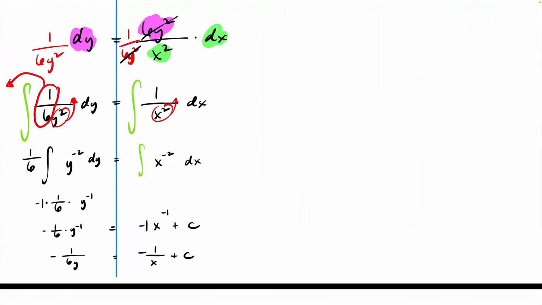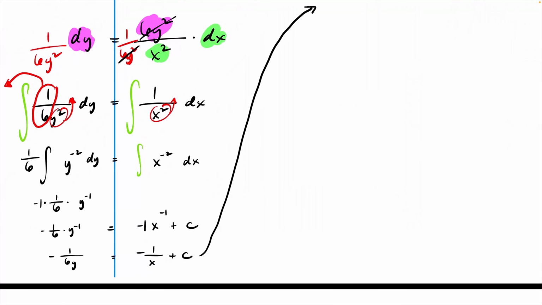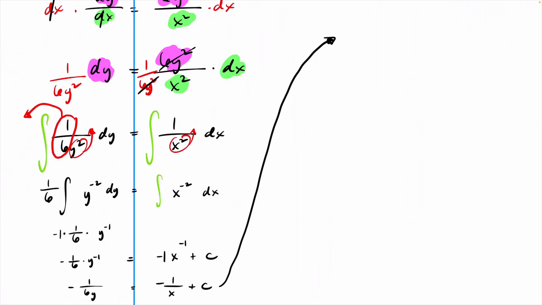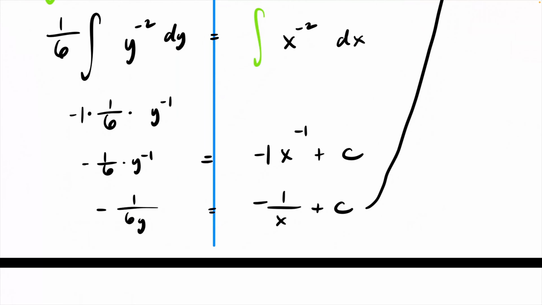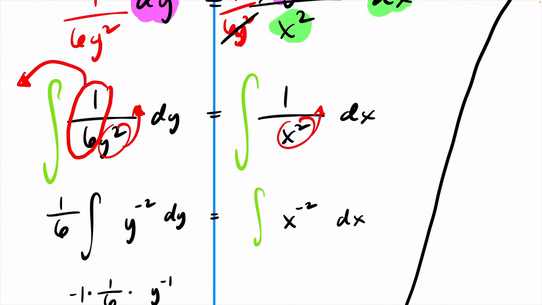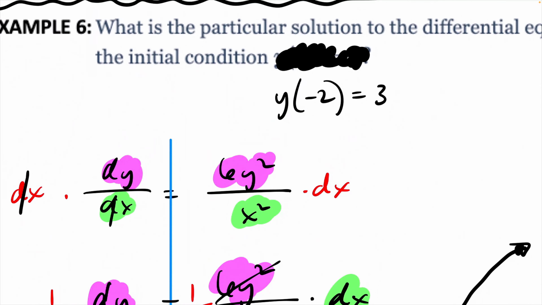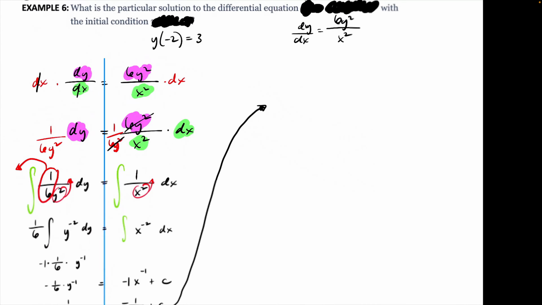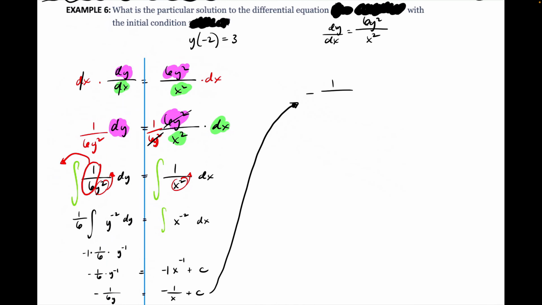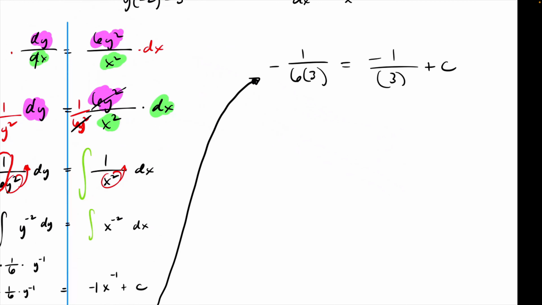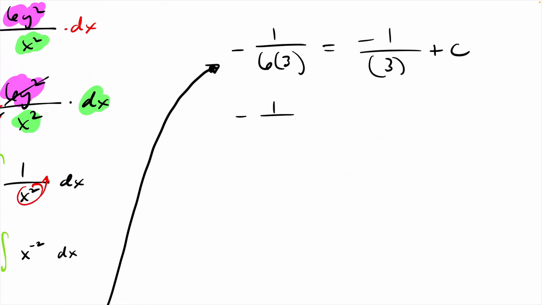Step 3 says if you have a point, plug it in. I do have a point. So I'm going to plug in -2 for x and 3 for y, because that's what it said to do up here. Okay. So I get -1/18 equals -1/3 plus c.